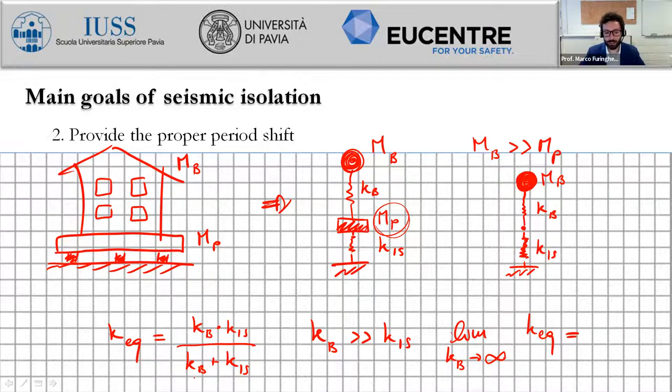And for this rational function, the limit for KB, which tends to infinity, is directly equal to the ratio of the coefficients of KB. So this is the ratio of K isolation divided by 1, because here we have 1 times KB. Okay. So this limit is actually K isolation. And what happens is that the equivalent stiffness of this scheme, which is very simplified but actually allows us to understand the effect of base isolation, can be assumed equal to K isolation.